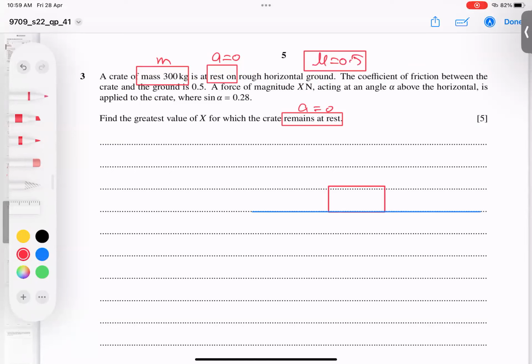Okay. So this is a force acting here, and X is acting. You know what he's saying? Above horizontal. Actually, I just show you what above horizontal means. This is a horizontal line, horizontal. And from here above X, this is called above. Alpha above the horizontal. This is meaning above. I hope you got idea.